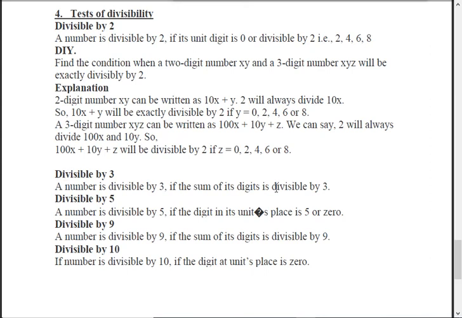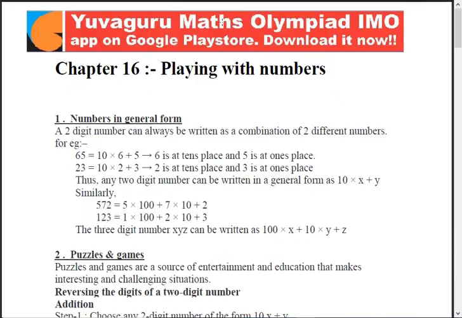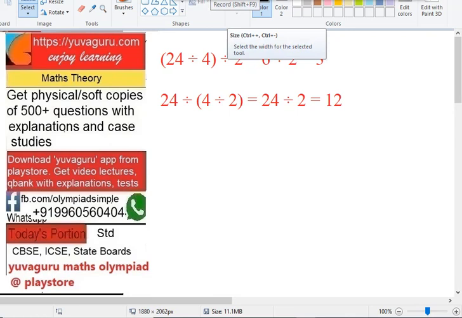Divisibility by 3: add the digits, and the sum should be divisible by 3. Divisibility by 5: 0 or 5 at the end. Divisibility by 9: sum of digits divisible by 9. Divisibility by 10: units place 0. There is also a divisibility test for 7 and 11. We have given it in our practical videos. So that was the theory for playing with numbers.